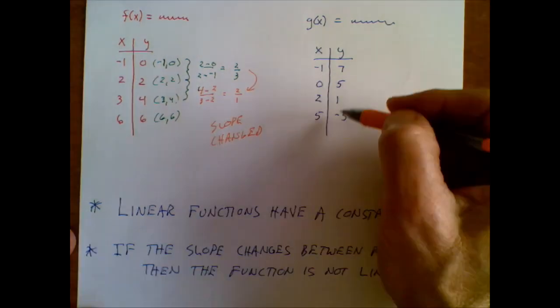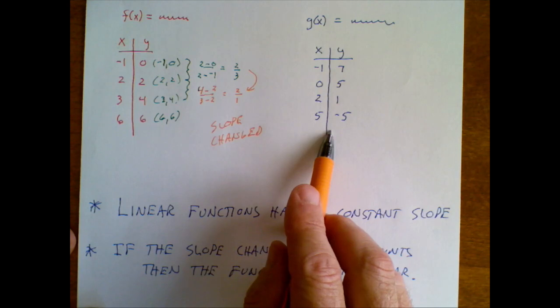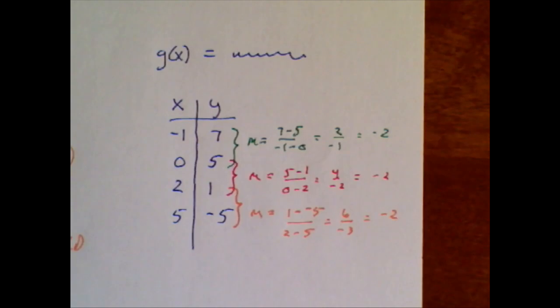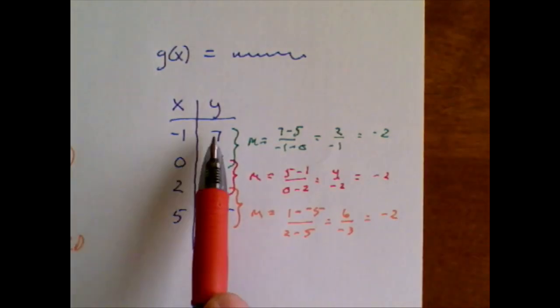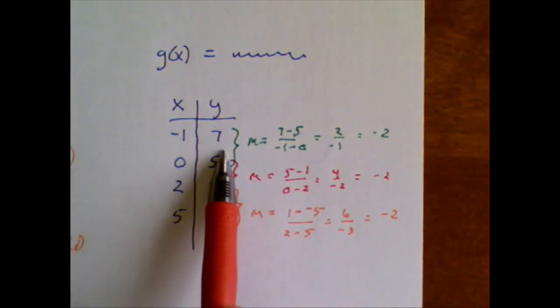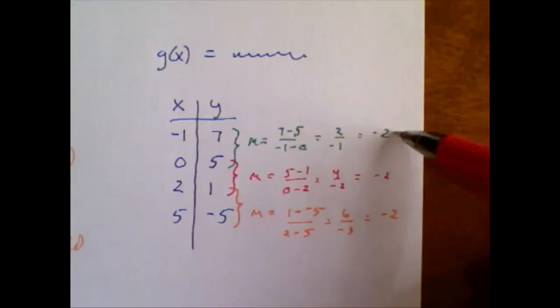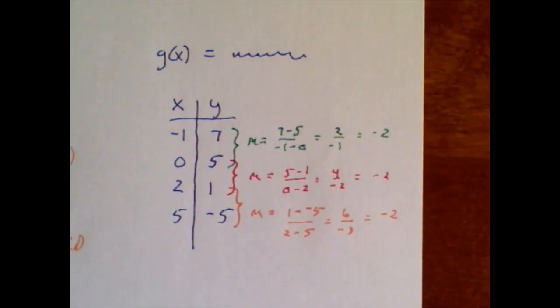I'm going to do the same thing over here. We know this one's linear, so when I do the slope between all those points, I should get a constant slope. And sure enough, after I compute the slope from point to point, point to point, point to point, I kept getting a -2 for a slope, which meant my slope was constant. It never changed, and thus I have a linear function.